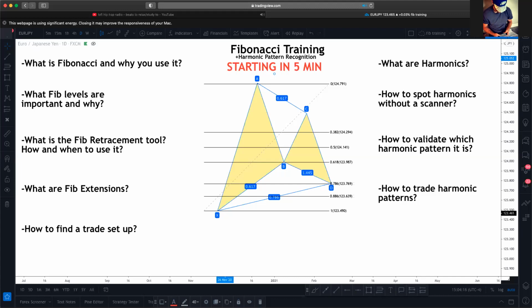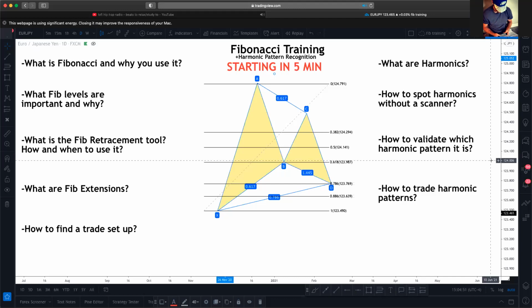How's it going, everyone? Sunday, I appreciate everyone for coming on before the market opens, checking out this training on Fibonacci, and then I'm going to do a little bit of harmonic pattern recognition. Fibonacci is a tool I use every day when I trade, so this will be a good one. Hopefully we learn some stuff today. So I'm going to stop sharing my screen and head over to the charts. Let me make sure I'm sharing, and I am.